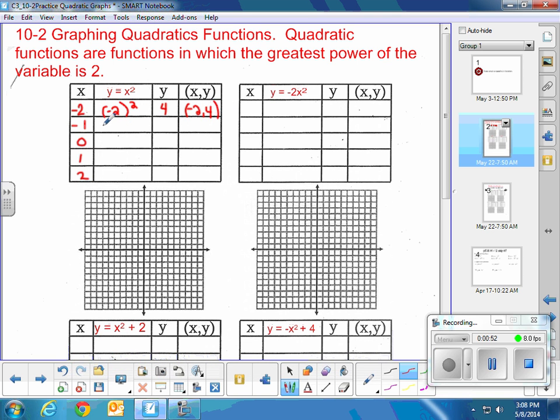The second one, we're going to plug in -1. -1 squared is -1 times -1, which is positive 1. So we have -1, 1 as your ordered pair. Now we're going to plug in 0. 0 to the second power is 0 times 0, which is 0, making the ordered pair 0, 0.